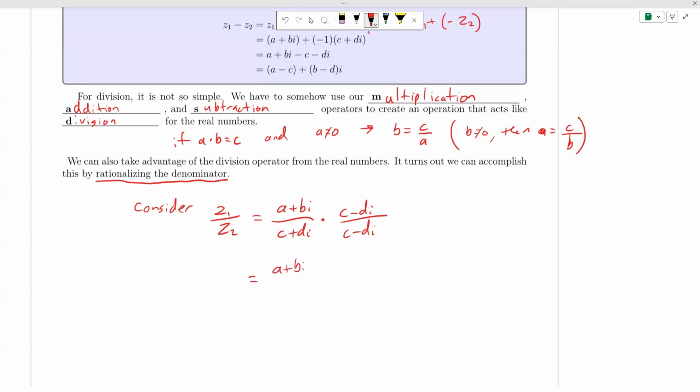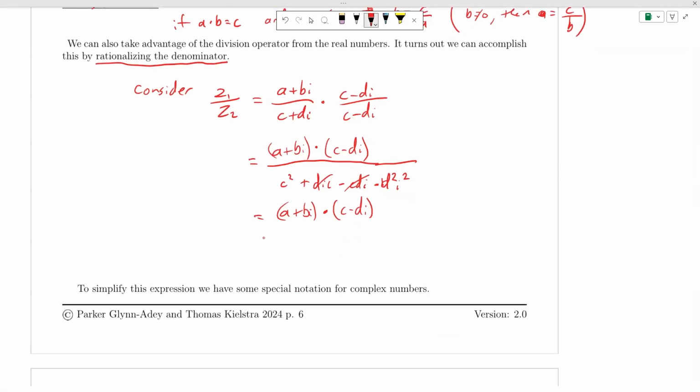This is going to equal A plus BI times C minus DI, all over C squared plus DIC minus CDI minus D squared I squared. These terms here will cancel out with each other to give me A plus BI times C minus DI, all over C squared plus D squared, as this I squared becomes minus 1, which cancels out with this negative term here.